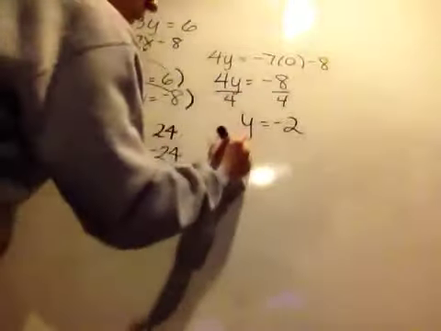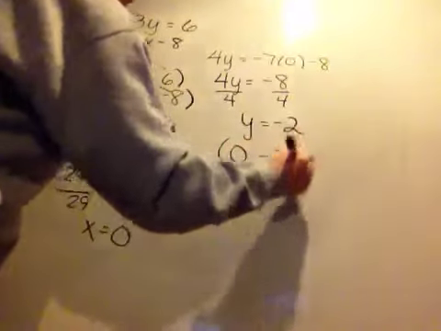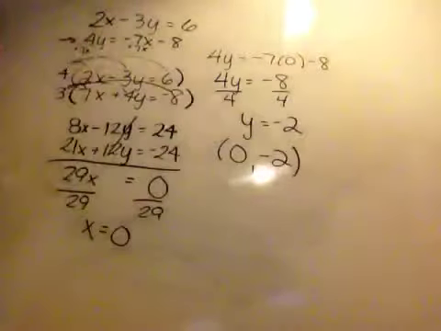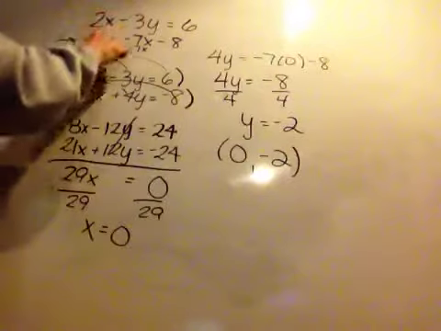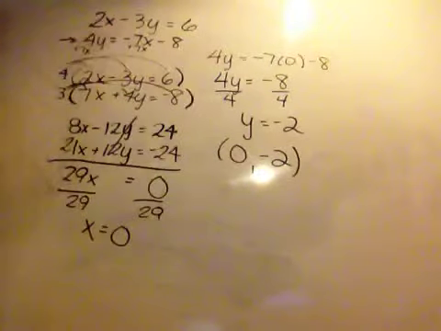So my ordered pair is 0, negative 2. And again, you can take 0, negative 2, put it into both of these original equations for x and y, and make sure that they both equal what they're supposed to.